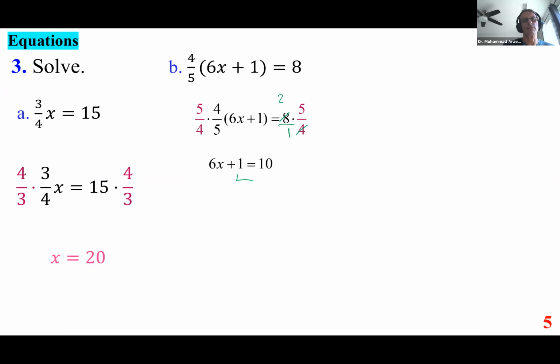Subtract 1. 9 over 6 is the answer, which simplifies to 3/2.